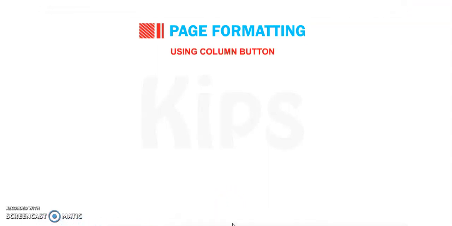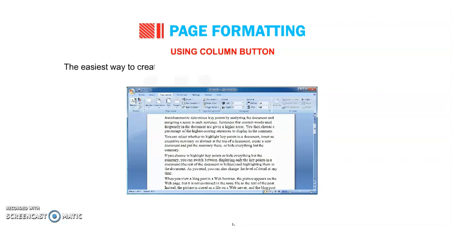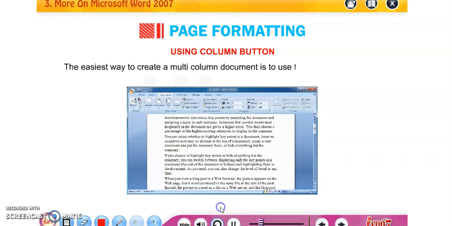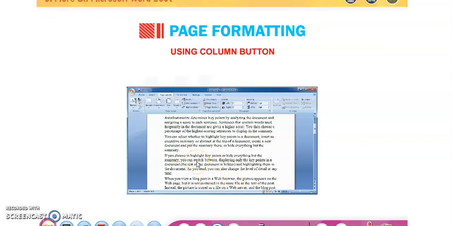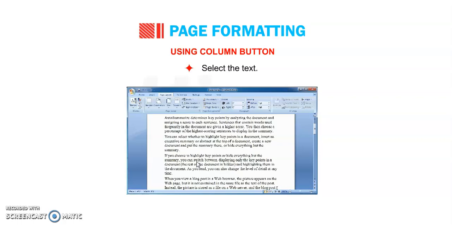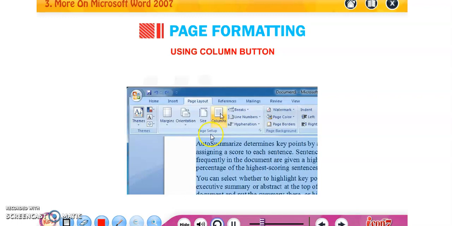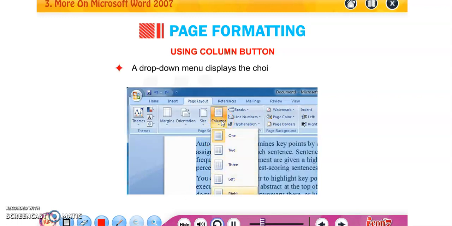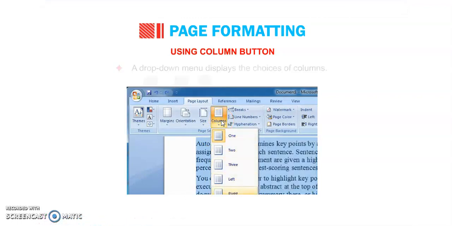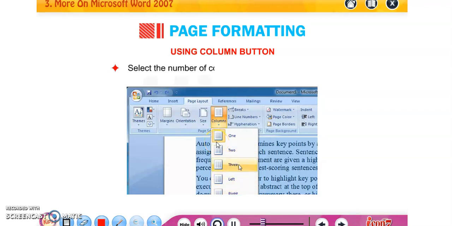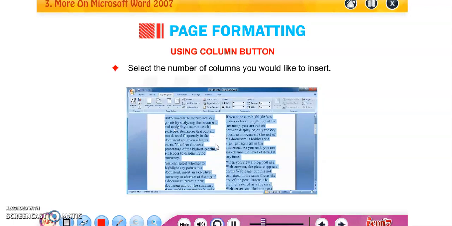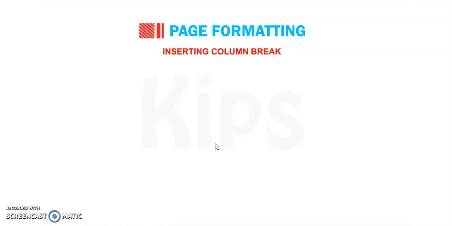Okay, now using the Columns button. The easiest way to create a multi-column document is to use the Columns button in the Page Setup group on the Page Layout tab. First you have to select the text, then click on the Columns button. A drop down menu will display. Choose the number of columns, 1, 2, 3.